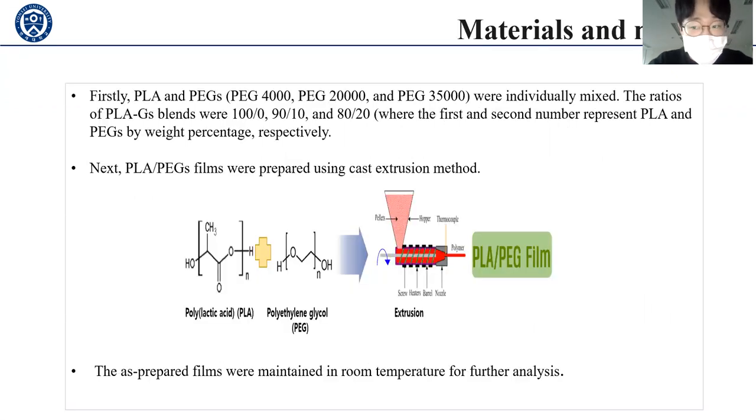These are our materials and methods. Firstly, PLA and PEG were individually mixed, and the ratios of PLA and PEG in the blends were 95:5, 90:10, and 80:20. Next, PLA-PEG films were prepared using the cast extrusion method, and the as-prepared films were maintained at room temperature for further analysis.